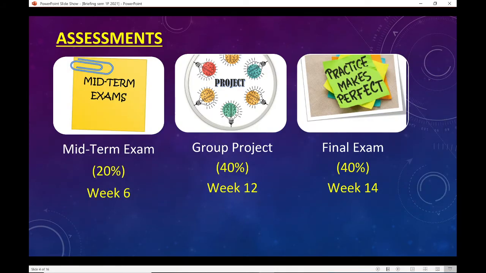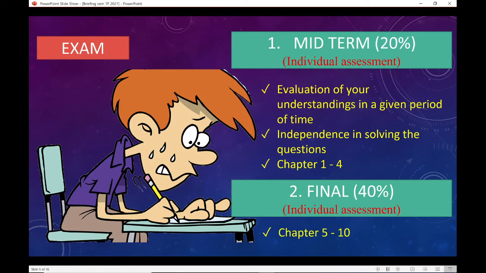So please open your unit outline also. Based on your unit outline, there are 3 assessments in this semester, namely midterm, which is 20%, happening on week 6, group project 40%, the due date of the submission is on week 12, and final exam 40% on week 14. The exam assessments, namely midterm and final, are individual assessments.